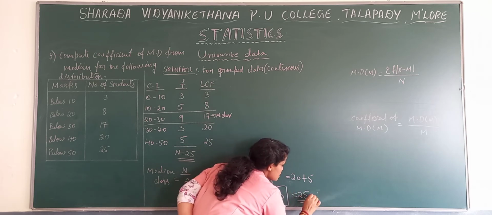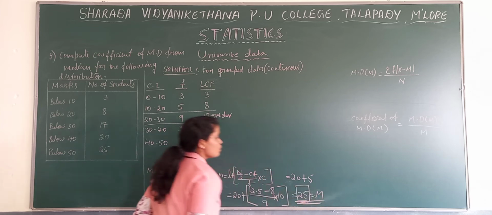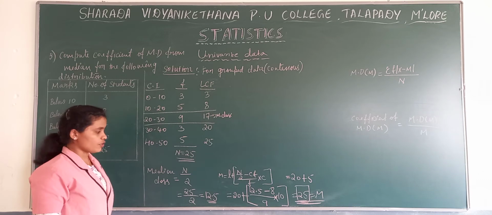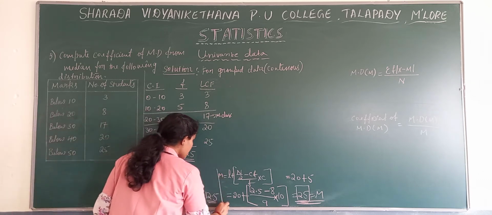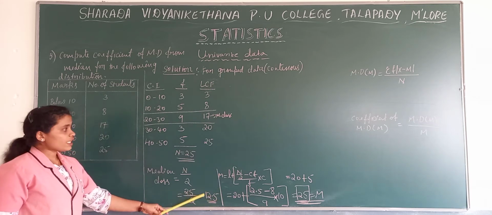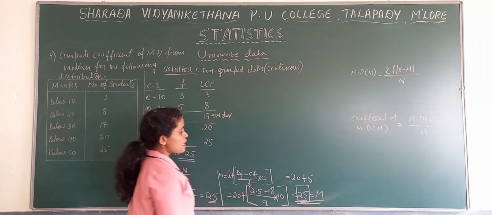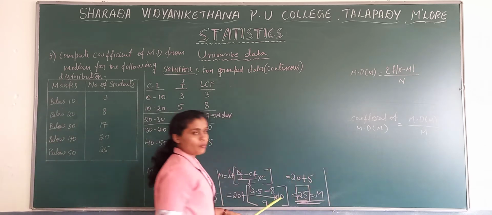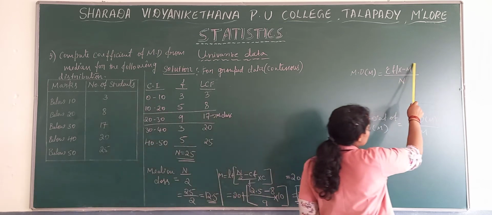25 is our median value. So in case of median, firstly we need to find the median class, that is n by 2, which gives a particular value in the LCF. Then after getting the median class, apply the median formula. So we just got the median value.